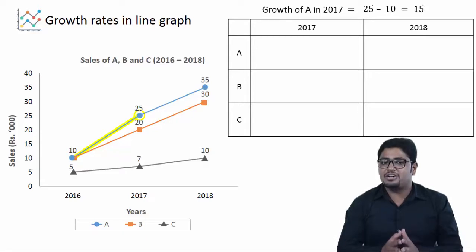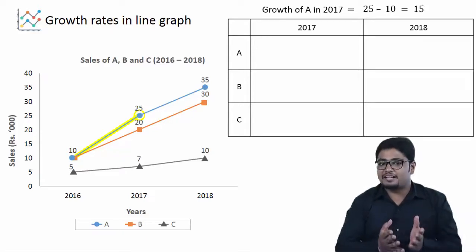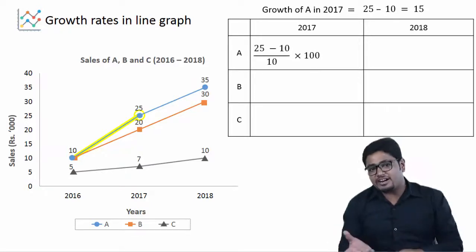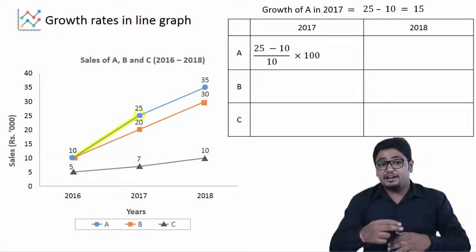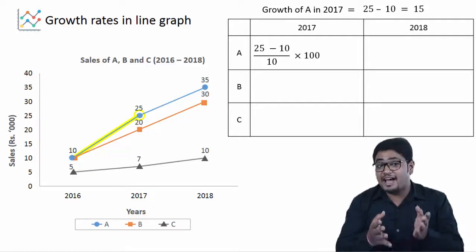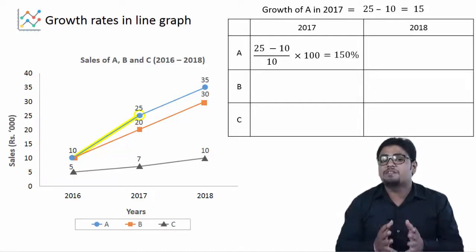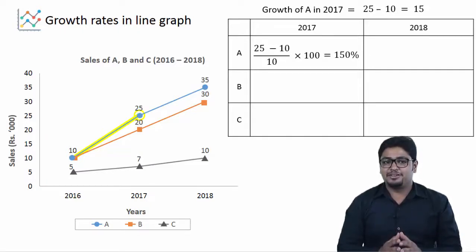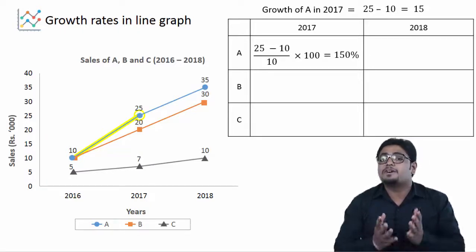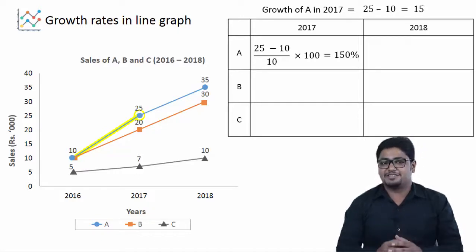So for A in 2017, it will be growth, that is 25 minus 10, divided by the base 10 and multiplied by 100 as we are calculating the percentage. Now it comes out as 150%. We are simply calculating percentage change, nothing else.